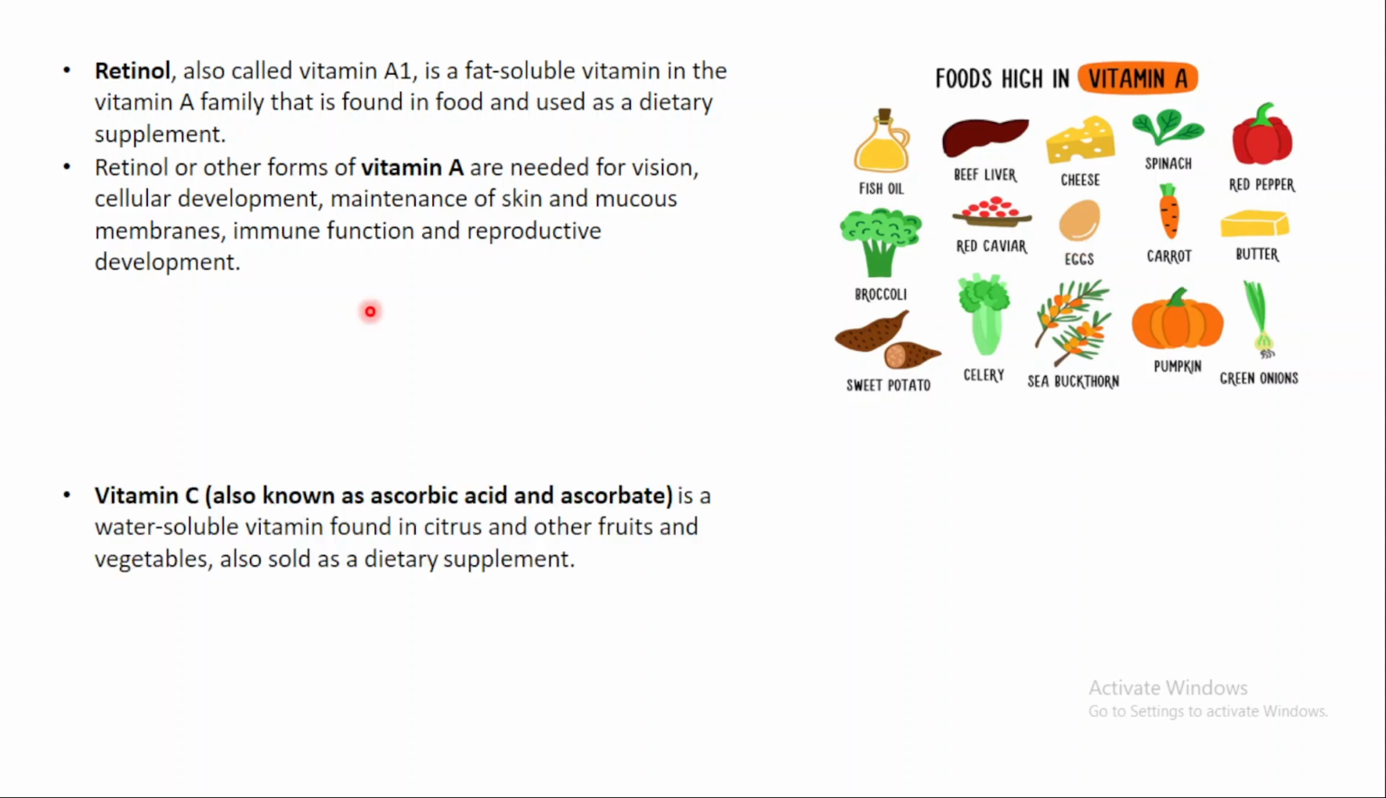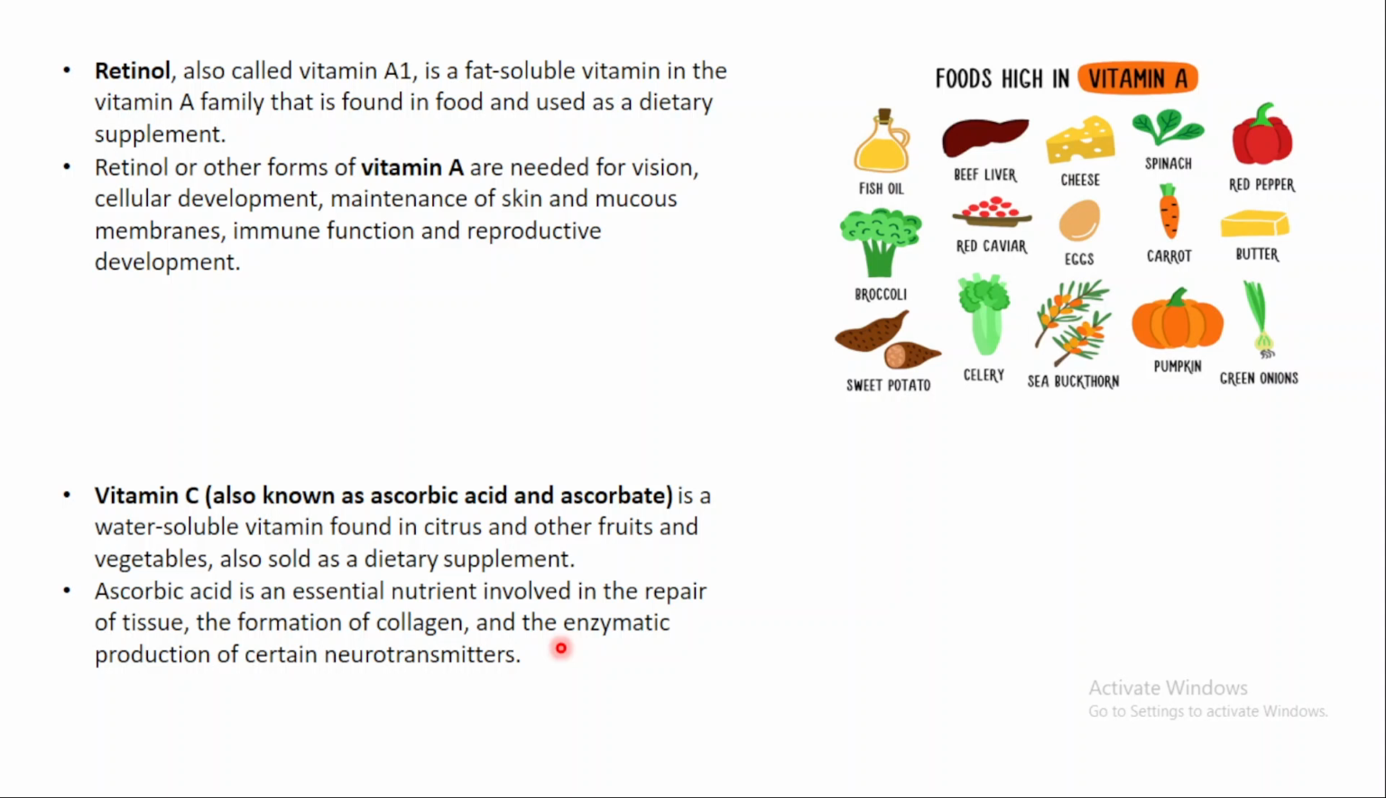Now, what is ascorbic acid? Vitamin C is also known as ascorbic acid or ascorbate. It is a water-soluble vitamin found in citrus and other fruits and vegetables, also sold as dietary supplements. All the citrus fruits that we eat, lemon, oranges, all contain vitamin C or ascorbic acid, the sour form. All the sour foods contain vitamin C.